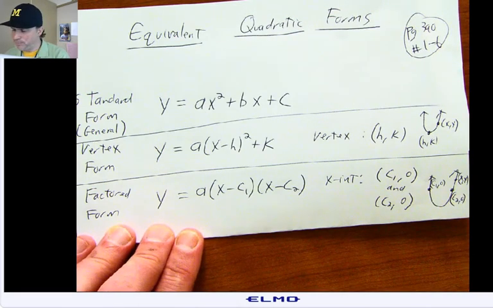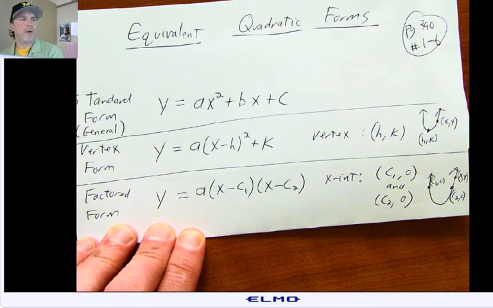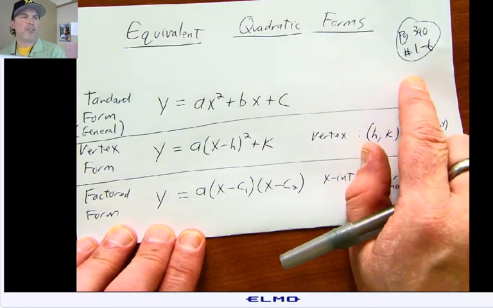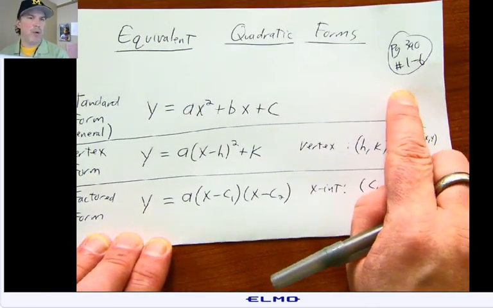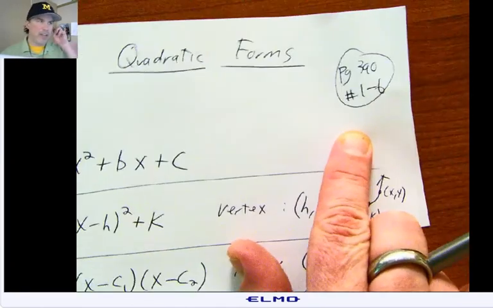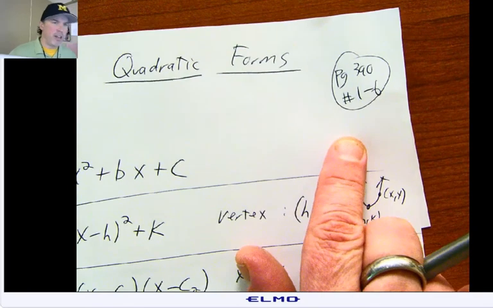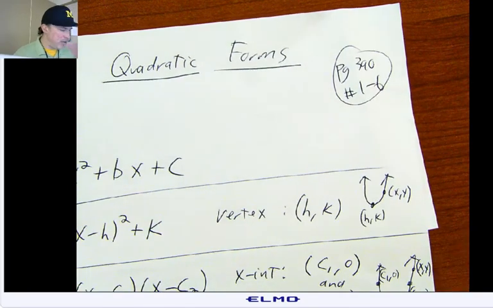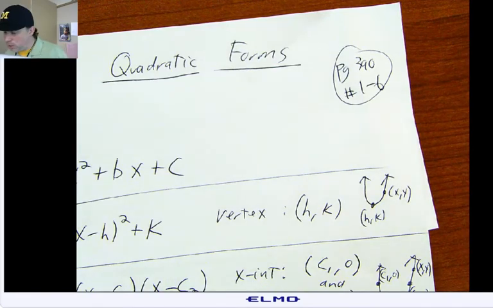Before I get into some examples, this lesson is meant to help you out with page 390, numbers 1 through 6. So take a look at those problems first. If you feel like you understand how to do this without these two examples, maybe you don't need these examples.